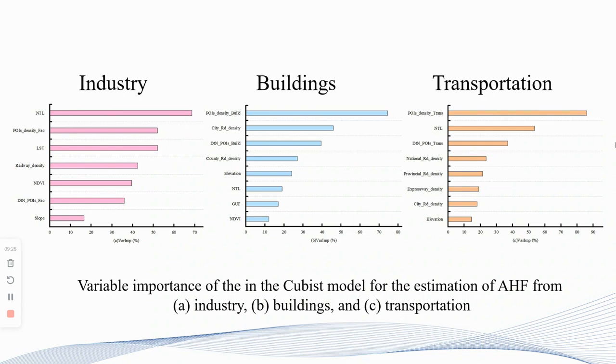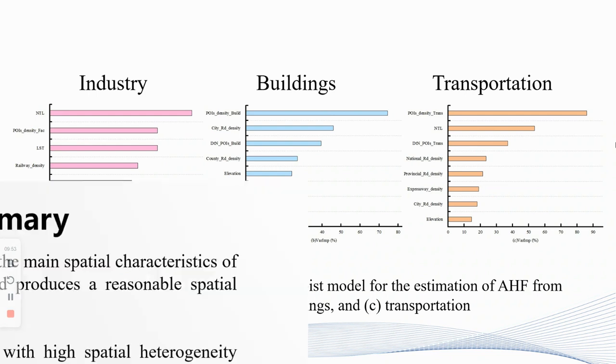We also analyzed variable importance in the model for three sources: industry, buildings, and transportation. We can see that for all the three sources, POI related variables have large importance for the HE estimation.